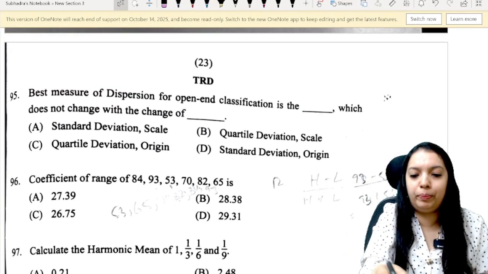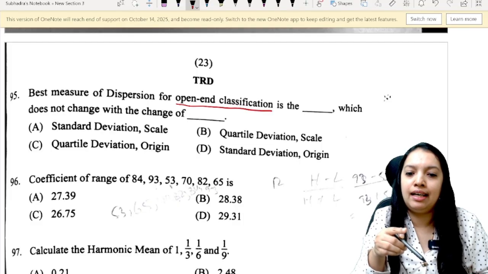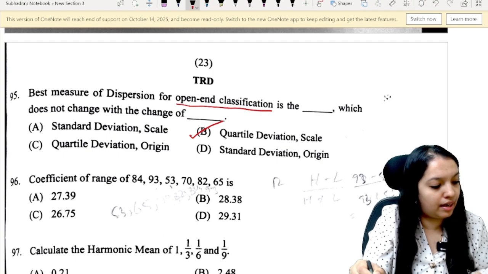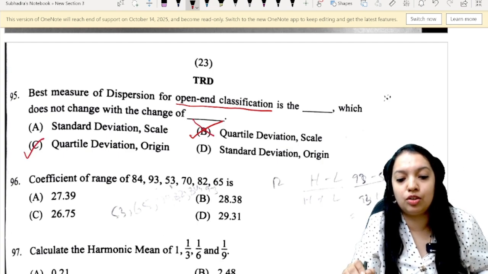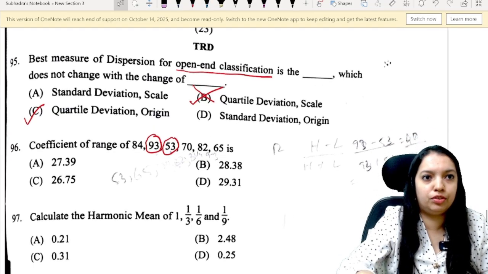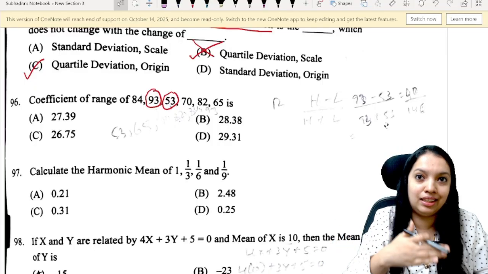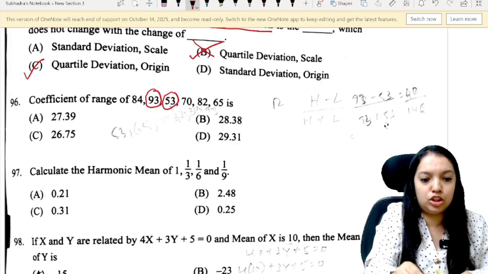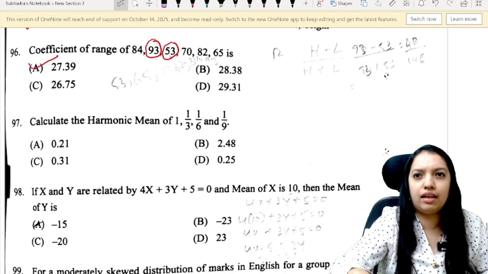Next, for open-ended classification, for central tendency we follow the median, and in dispersion we follow quartile deviation, and whether it is scale or origin, it is origin. It does not change with origin. Next is calculation of coefficient of range. Coefficient of range is highest minus lowest divided by highest plus lowest, as a percentage. The answer for this will be 27.39.